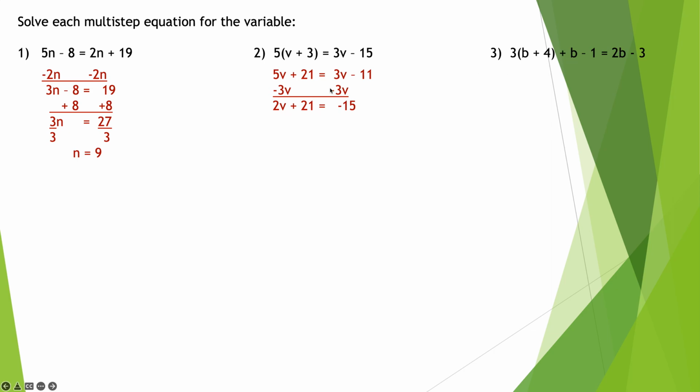This 21, that should be 15. And that's going to affect things in a little bit. Subtracting 21 from both sides, I get 2v. And here's the thing. It should not have been a 21. It should have been a 15. So this should be 2v equals negative 30, not negative 36. It should be negative 30 here. Dividing by 2, and you get v is negative 15, not negative 18.